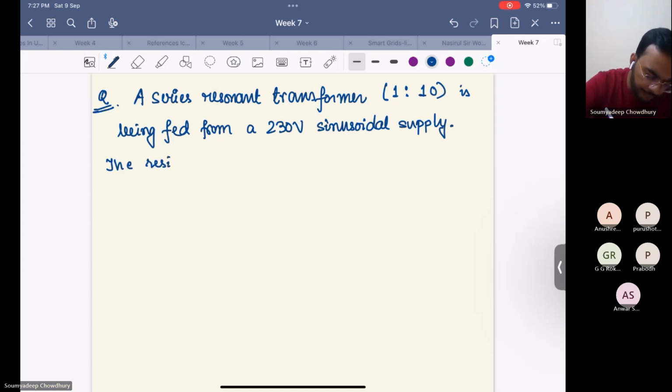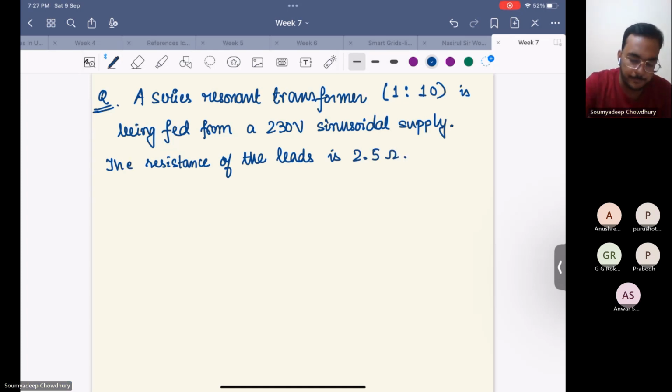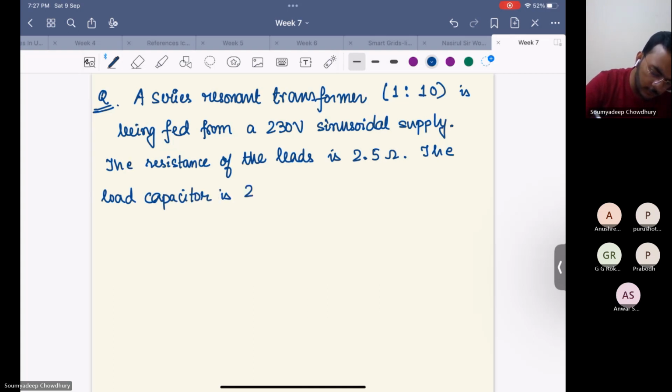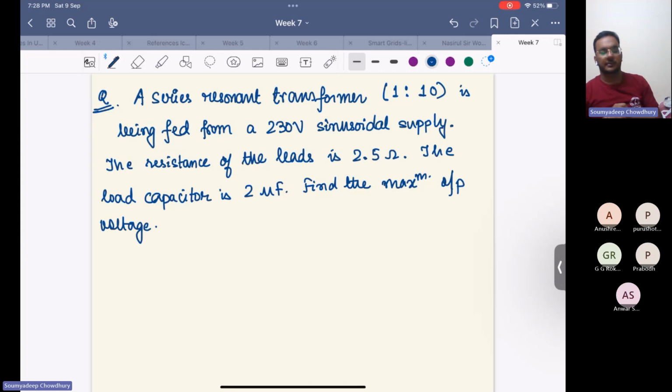The resistance of the leads is 2.5 ohms. The load capacitance is 2 microfarad. Find the maximum output voltage. Can everyone try this question, please? A series resonant transformer, it is 50 hertz.